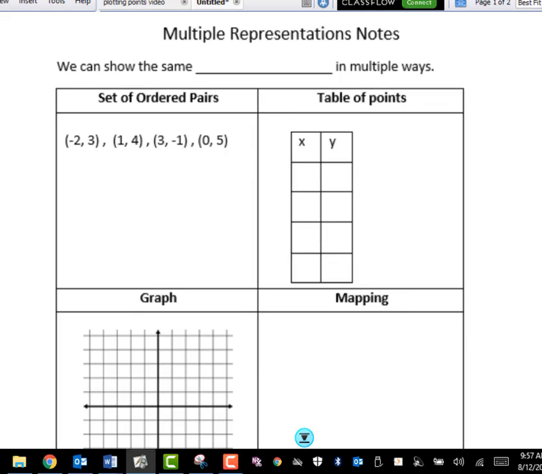Okay, so yesterday we talked about how we plot points on a graph, but we can do more than just graph a set of points. If you have a whole bunch of points that you're trying to graph at the same time, that's called a relation. We can show the same relation in multiple ways.